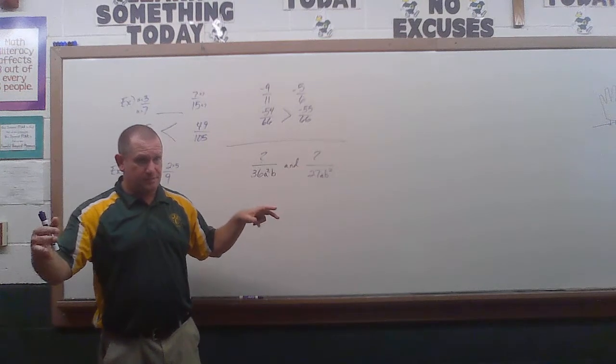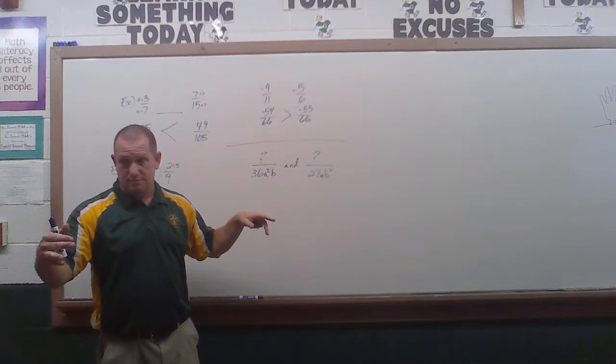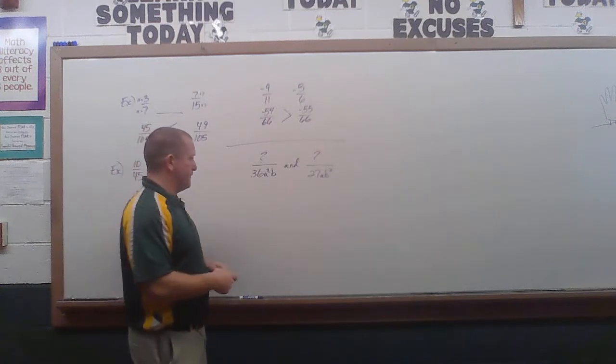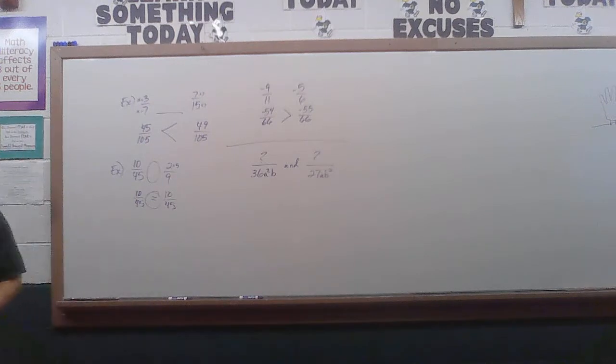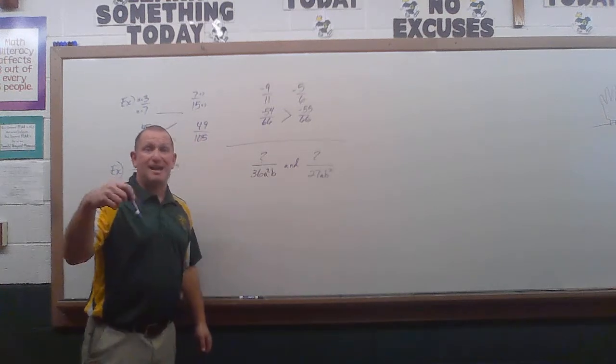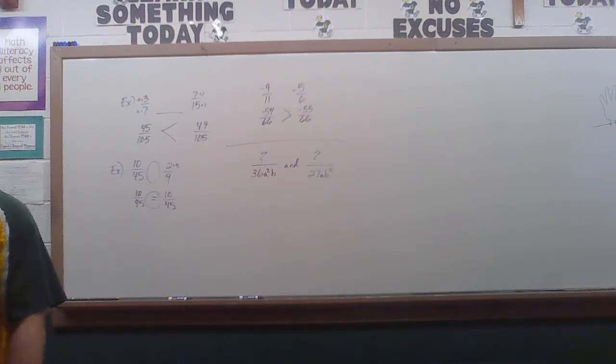Everybody understand what I'm asking? Yes, no. Are we good? Okay. So you're just looking for the least common multiple, or the least common denominator. So again, 36 and 27, you might have to go back and use prime factorization.